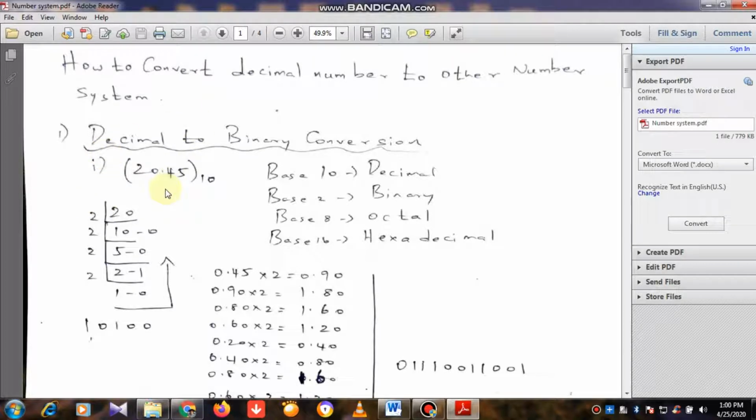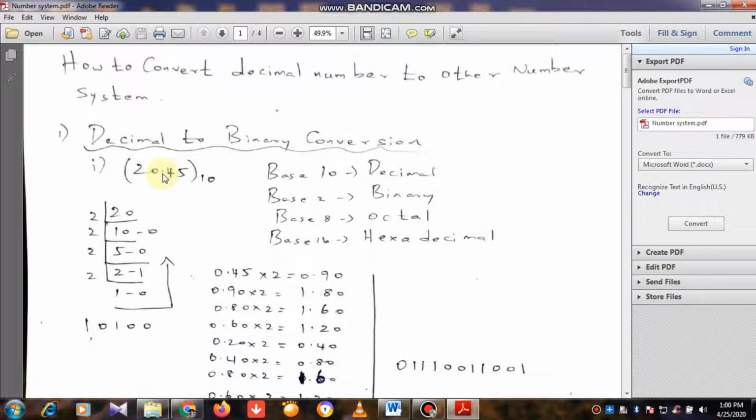In this first example, I'm supposed to take 20.45 to the base of 10. We already know that for decimal, the base is 10. For binary, it is 2. For octal, it is 8. For hexadecimal, it is 16. We already know all those things. It is a basic one. And here I'm going to convert this decimal representation into binary.